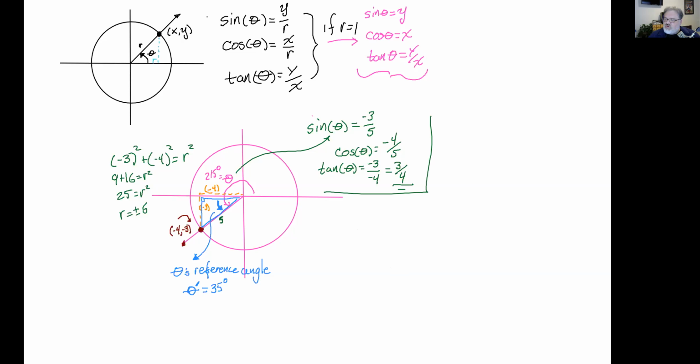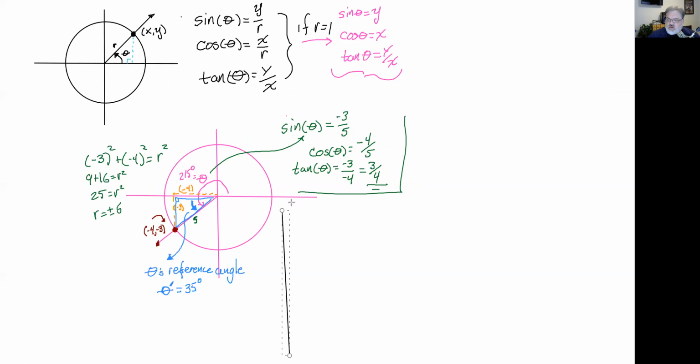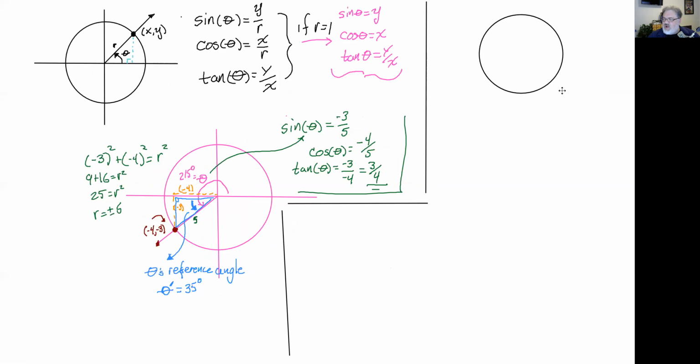As I mentioned, we will often work considering this to be a circle of radius 1. And there are some handy things about that. There are some reasons why we like that. Move that over so I can still see you guys.